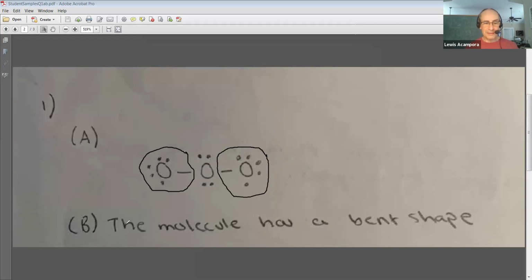However, the student does earn a point for part B because the student mentioned that the shape is bent. So even though this is an incorrect electron dot diagram, and according to this diagram the hybridization of that central atom would be sp3 instead of sp2, as it would be in the correct electron dot diagram, they would still get credit for having that bent shape.